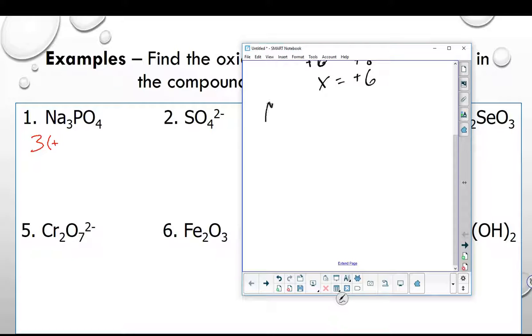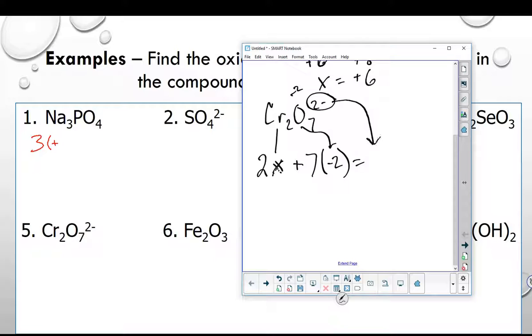The chromium, Cr2O7, 2 negative. So, taking each thing, we're going to go chromium. I don't know what it is, but I have 2 of them. So this time I'm going to have to do 2x, plus I'm going to have 7 times oxygen, and I know oxygen's a -2, so I'm going to put a -2 here. Equals, it had an overall charge, so I'm going to put a -2 here.